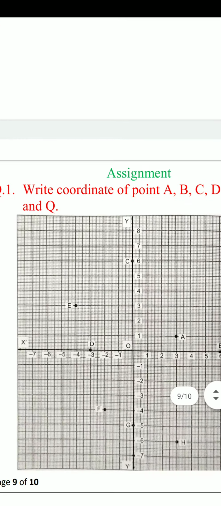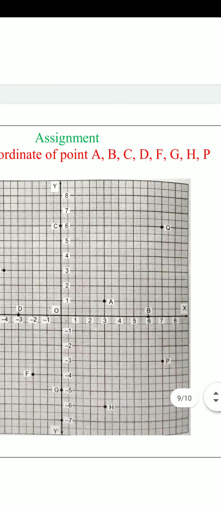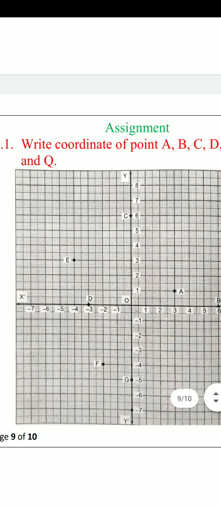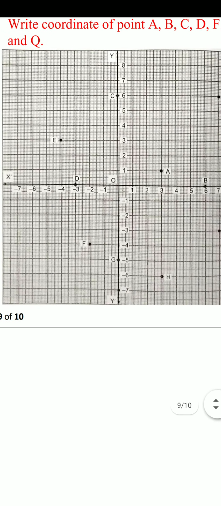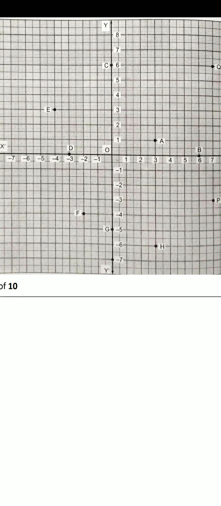Now this question number 2 you have to solve. Write the coordinates of the points A, B, C, D, E, F, G, H, P and Q. And also you have to solve exercise 3.2. This you have to solve.